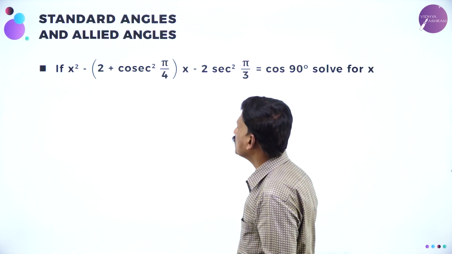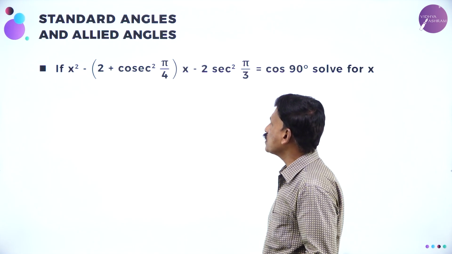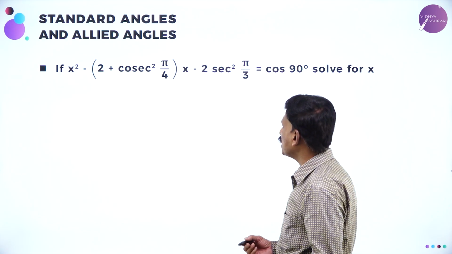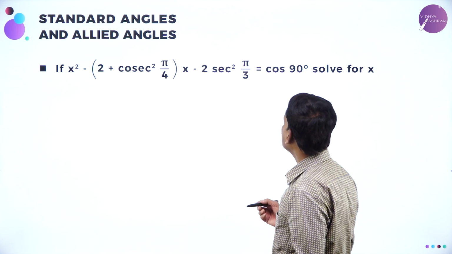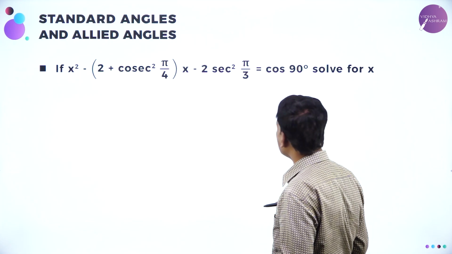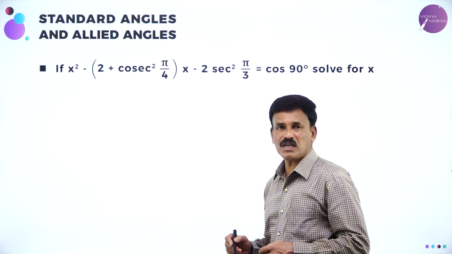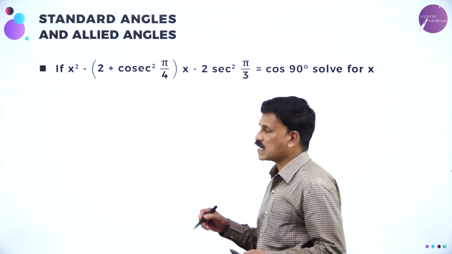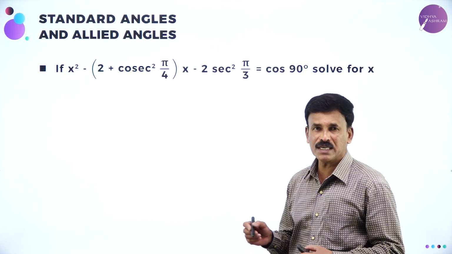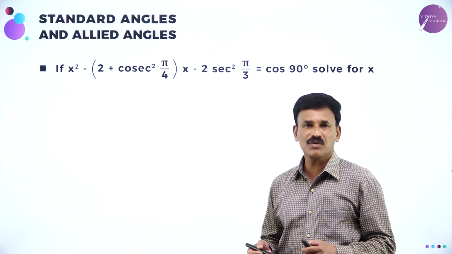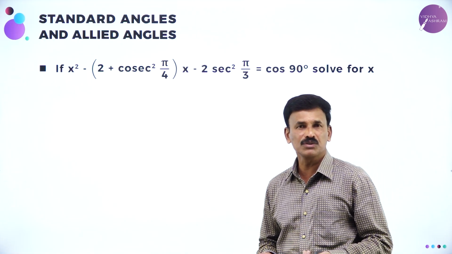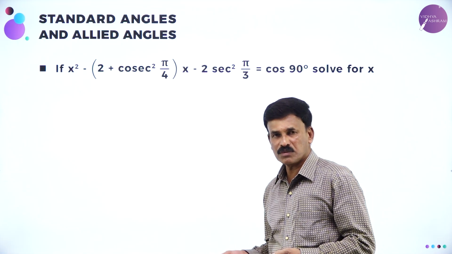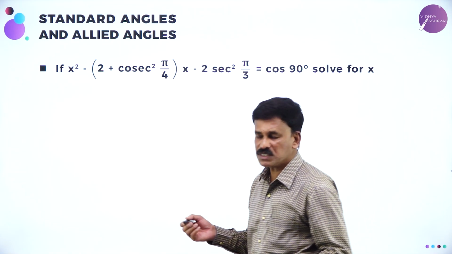What is the problem here? If x square minus 2 plus cosecant square pi by 4 into x minus 2 secant square pi by 3 is equal to cos 90, solve for x. Now just find out the value of x. If you substitute the standard angles and simplify, you are going to get a quadratic equation. Solve this quadratic equation, you will get the solution. That itself is nothing but the value of x, the roots of this equation.